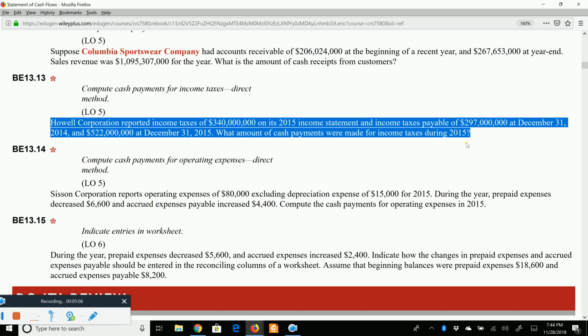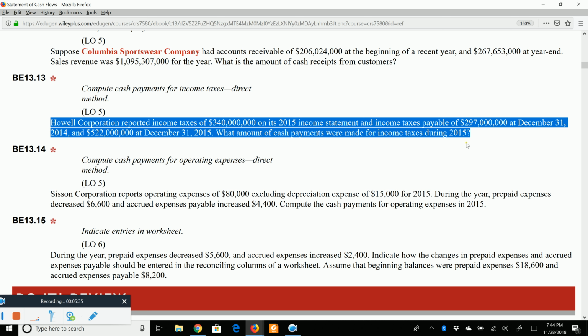All right, and so what is the information from the income statement as well as the balance sheet? Well, in the income statement, there's a line item that says income tax expense of $340 million. Obviously, this is a very large corporation. All right, and so they wrote a check. Well, I shouldn't say they wrote a check. They reported income tax expense in their income statement of $340 million.